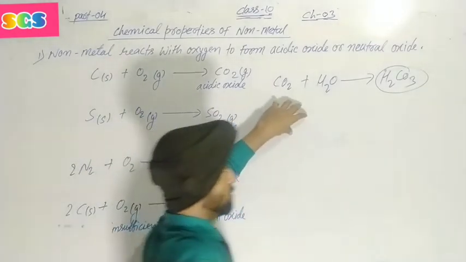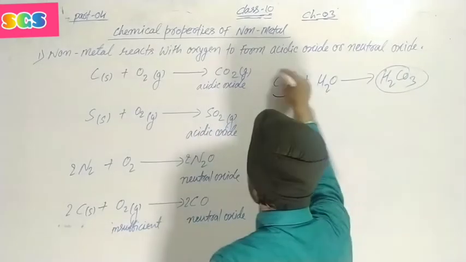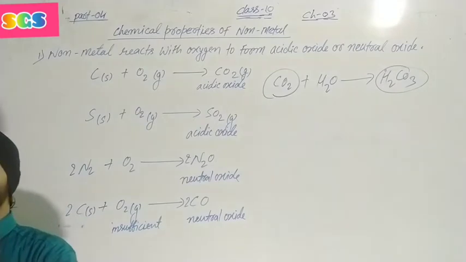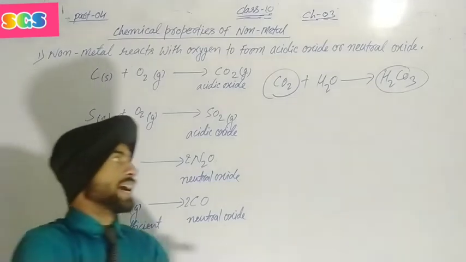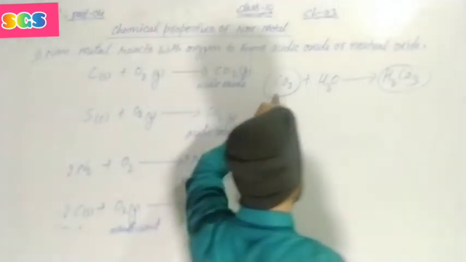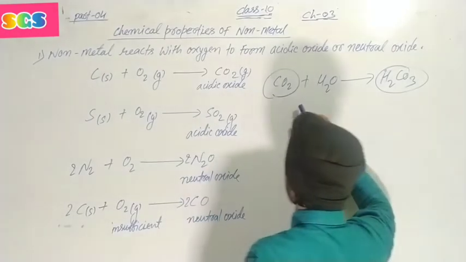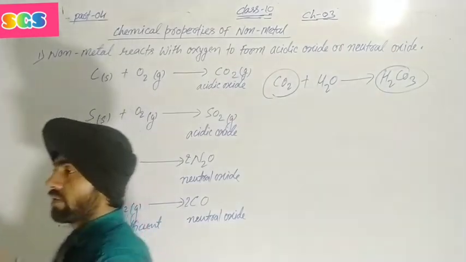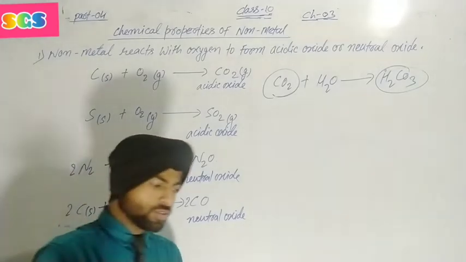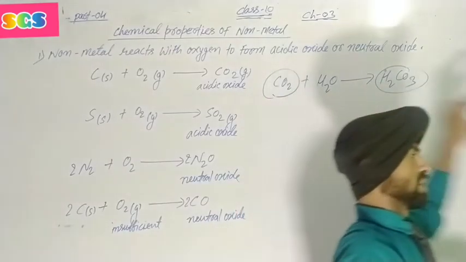Okay, now if you check the carbon dioxide on litmus paper, whether it is acidic or basic, you may check it on litmus paper. First of all, you add this carbon dioxide with water, means you will have to check the aqueous solution of carbon dioxide. Aqueous solution of carbon dioxide will turn the blue litmus paper to red because it is acidic in nature.